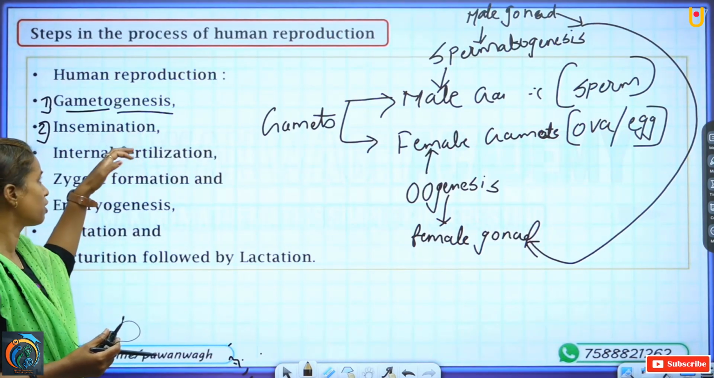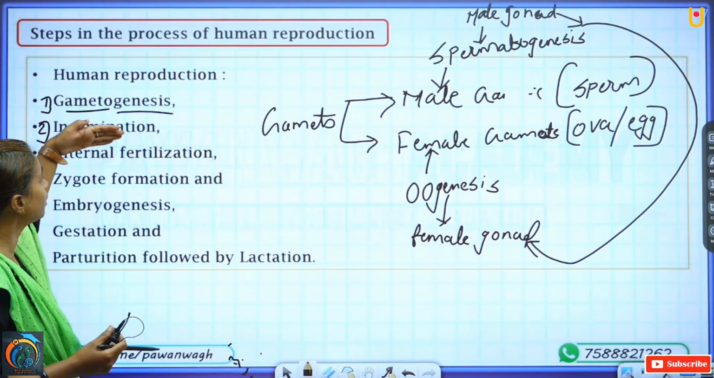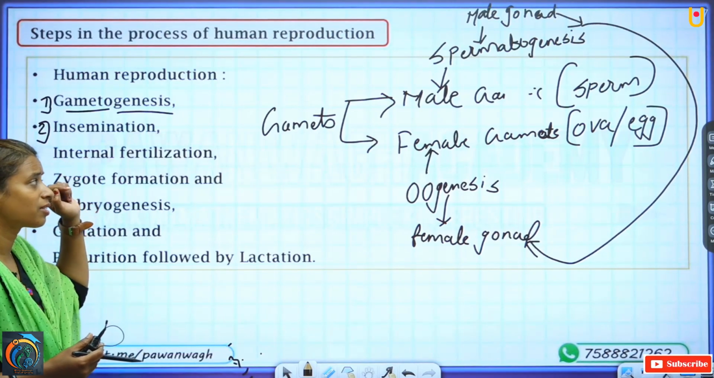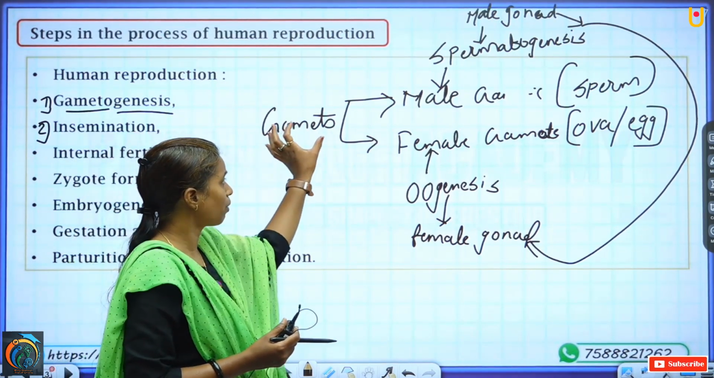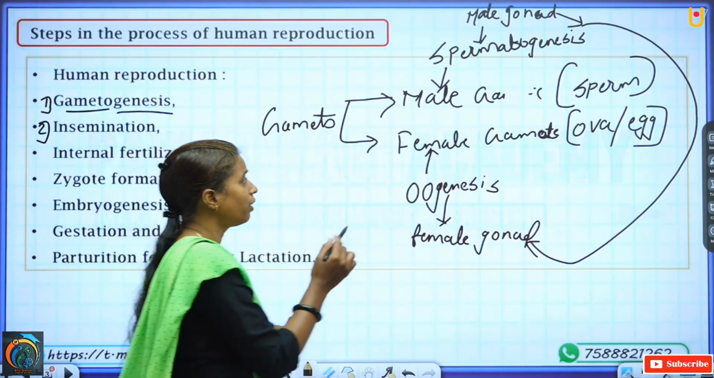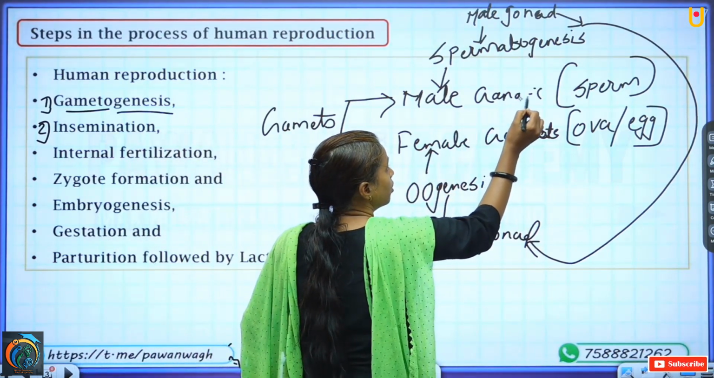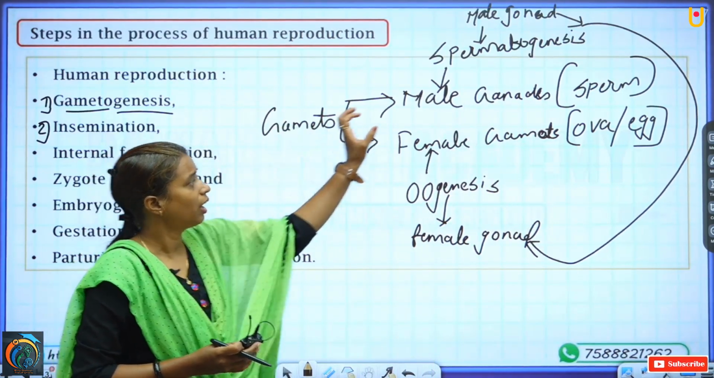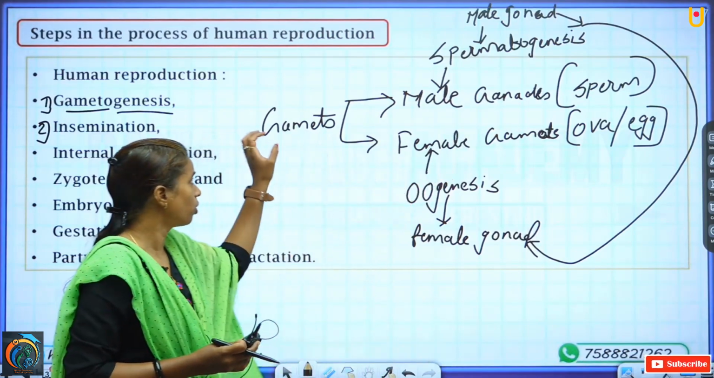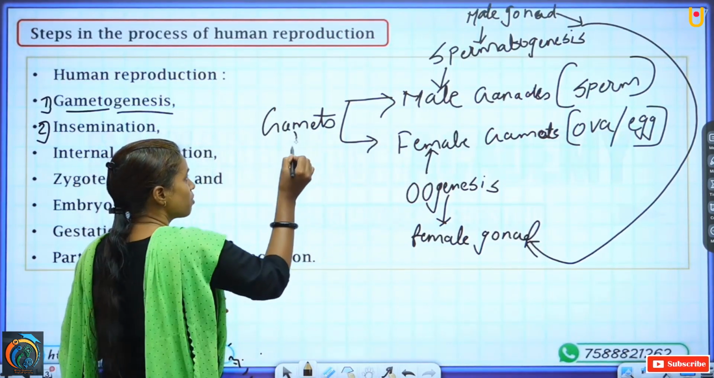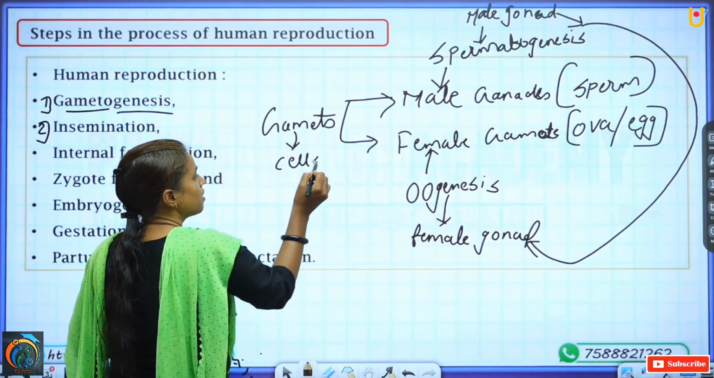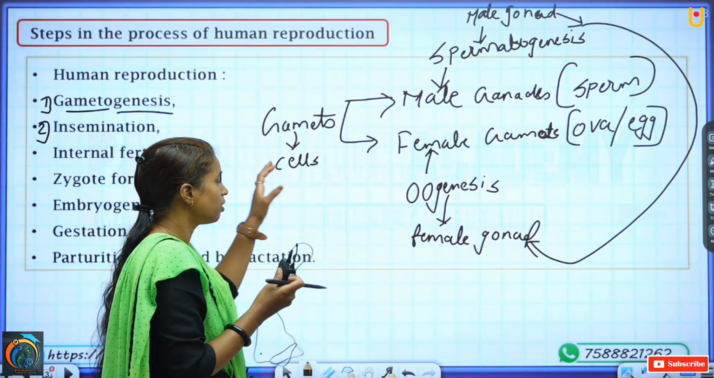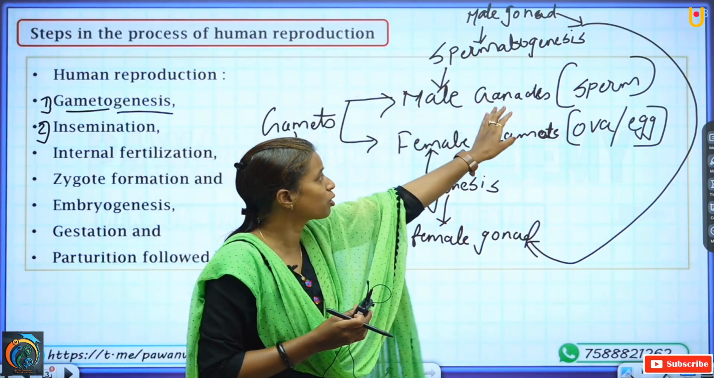The process of insemination takes place after the process of formation of gametes. Here, there is a difference between gametes and gonads. Both of them are different from each other. Gametes are the cells, and the process of formation of these cells is taking place inside the gonads.